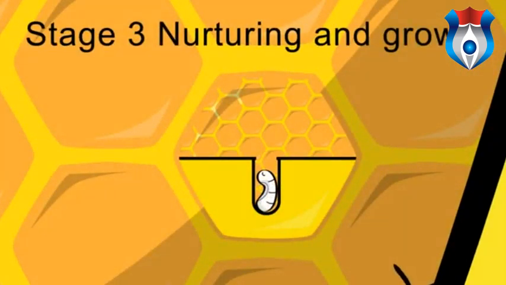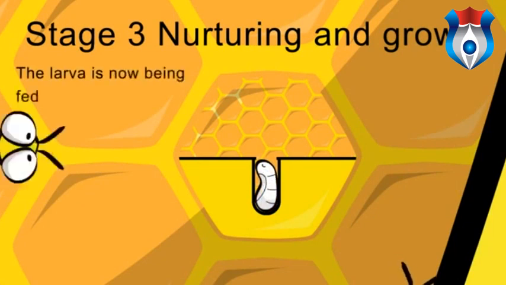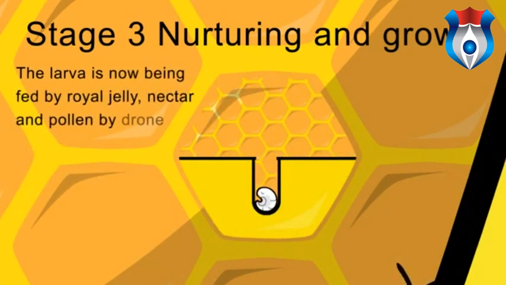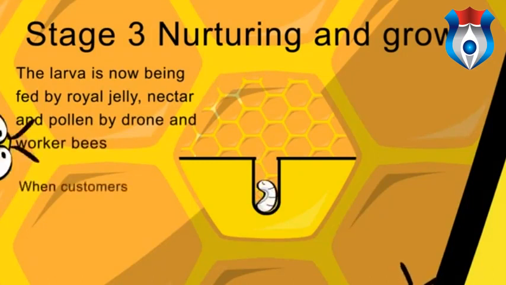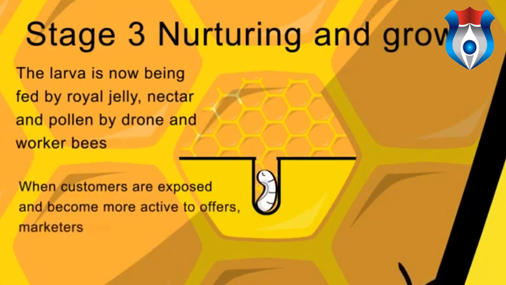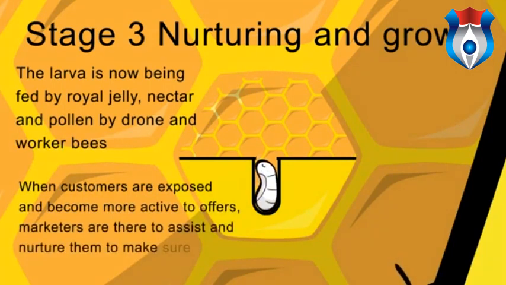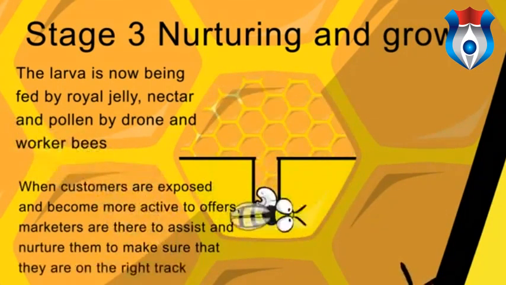Stage 3. Nurturing and growth. The larva is now being fed by royal jelly, nectar and pollen by drone and worker bees. When customers are exposed and become more active to offers, marketers are there to assist and nurture them to make sure that they are on the right track.